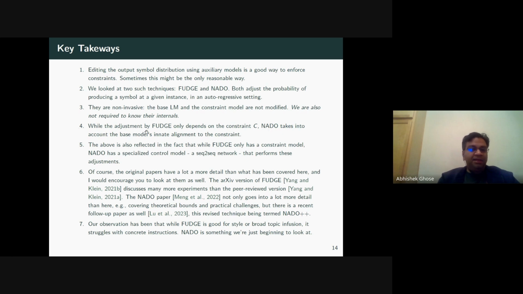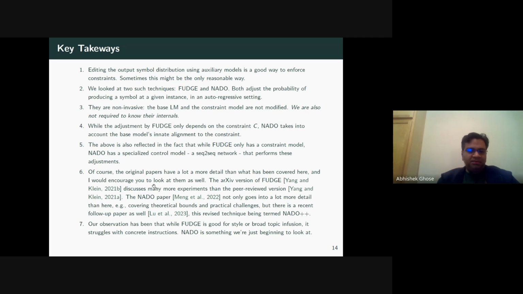The big difference in my mind between the two is that NADO takes into account the base model's innate alignment to the constraint that you are working with. So in some cases it will adjust the probabilities more, in some cases less, but it's dependent upon the base model's original capability to honor your constraint C, right? This is also reflected in the fact that FUDGE has the same constraint and control model. The same model works as both, but NADO has a specialized control model, the seq-to-seq network that we talked about.